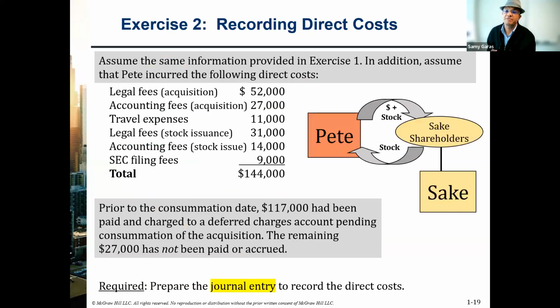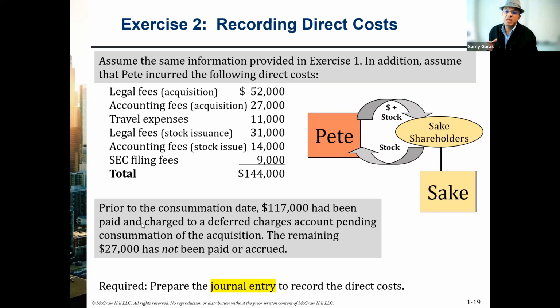So here we have P paid all these expenses: legal fees, accounting fees, travel expenses. The first three items are for the acquisition transaction. The last three items are for stock issuance. And here we put the last three items as additional paid-in capital, the first three items as expenses. The company paid 144,000, and they split them into two groups.